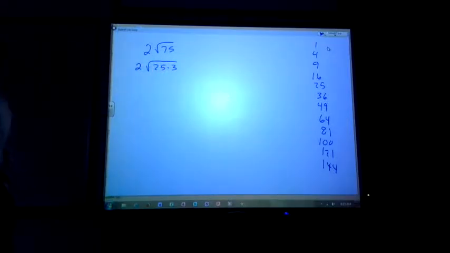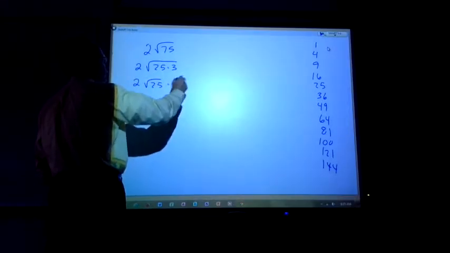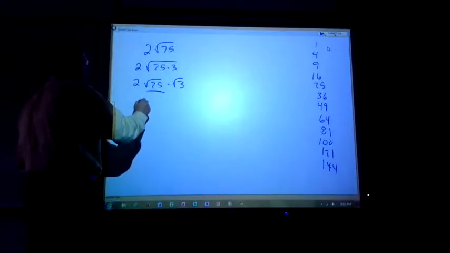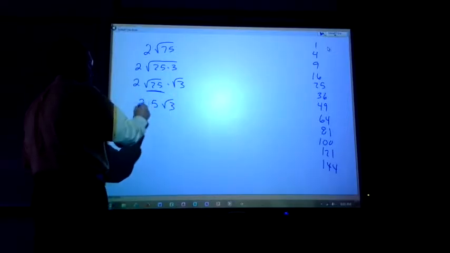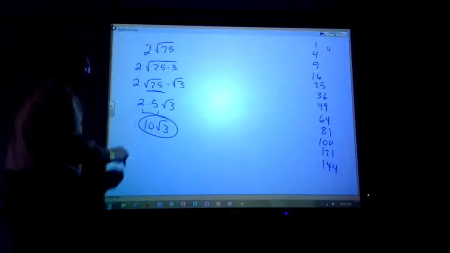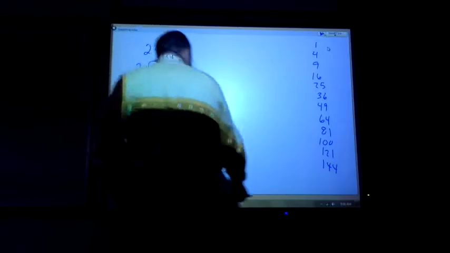Make sense? And so we have to understand that the concept that takes place is really this. And what is that going to be? So that becomes 5. So I get 2 times 5 times root 3. And what's 2 times 5? 10. So we get 10 square root 3, or 10 root 3. Does that seem okay?